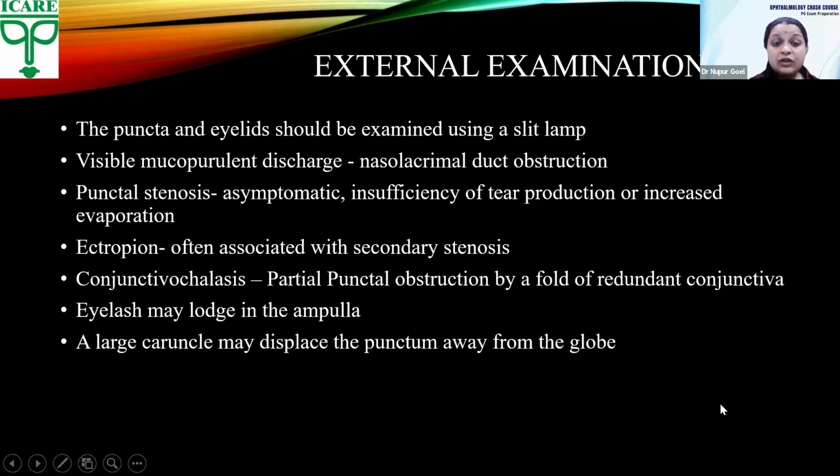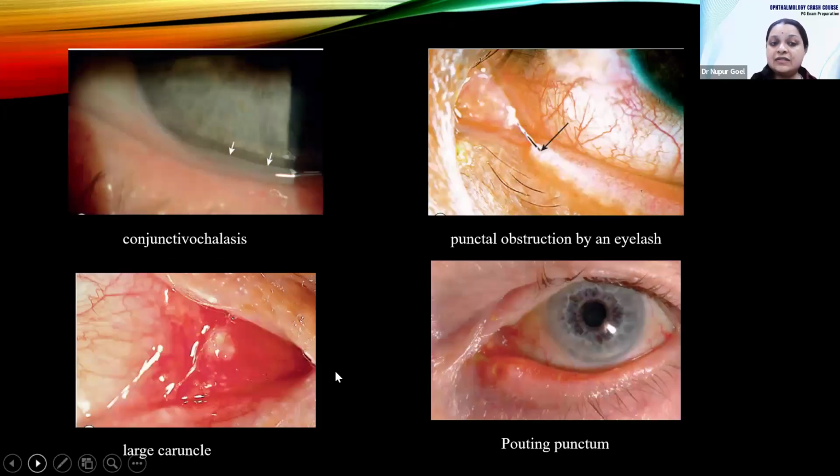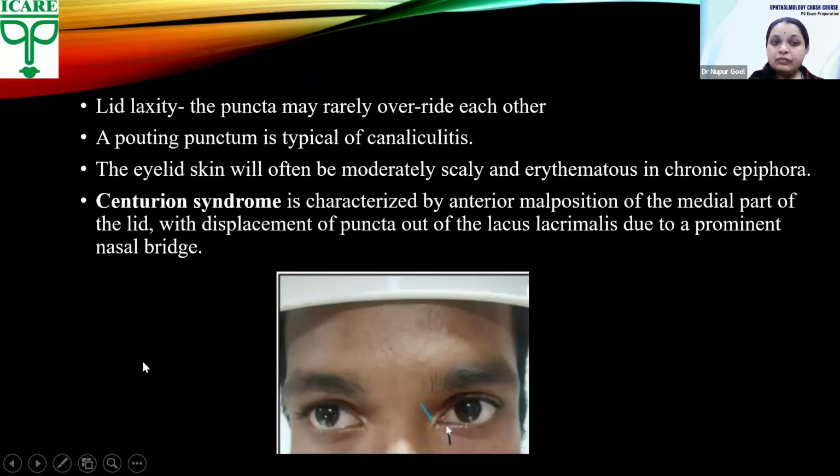Look out for any conjunctival chalasis, as it may cause a partial obstruction of the punctum by a fold of redundant conjunctiva. There might be an eyelash lodged in the ampulla, causing a temporary obstruction that may lead to epiphora. A large caruncle may also displace the punctum away from the globe. So these are examples: conjunctival chalasis, punctal obstruction by an eyelash in the ampulla, a large caruncle which displaces the punctum, or a pouting punctum which may be indicative of canaliculitis.